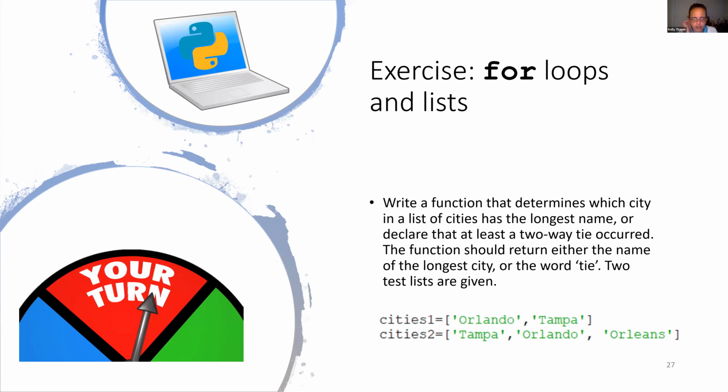Here's some for loops and lists. You could write a function that determines which city in a list has the longest name, or declare that at least a two-way tie has occurred. The function should return either the name of the longest city or the word tie. Here's some test lists that have been supplied for you: Orlando and Tampa in cities 1, and Tampa, Orlando, Orleans for another test. You can go ahead and work on this, or we can move forward and have a look at a sample solution for this. We'll see you in a moment.